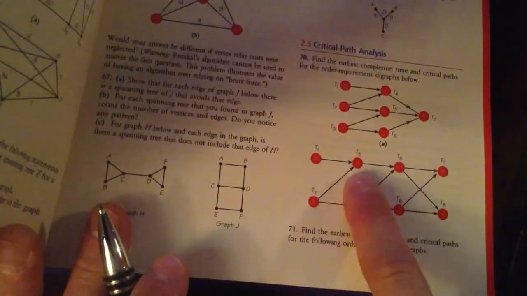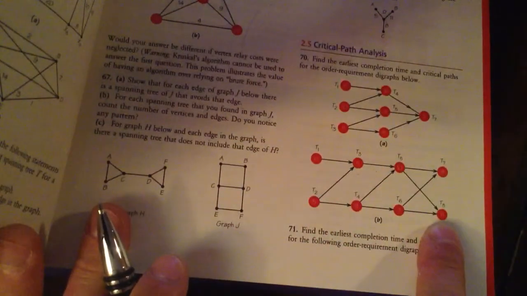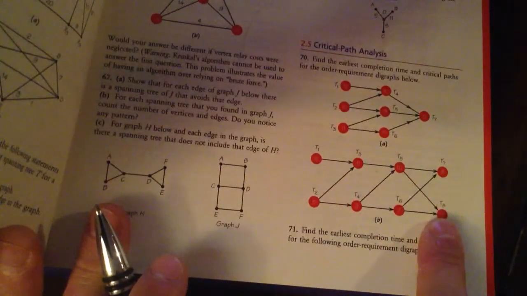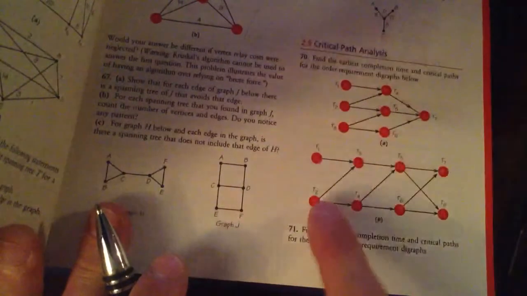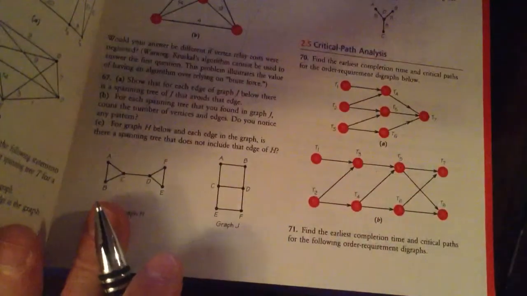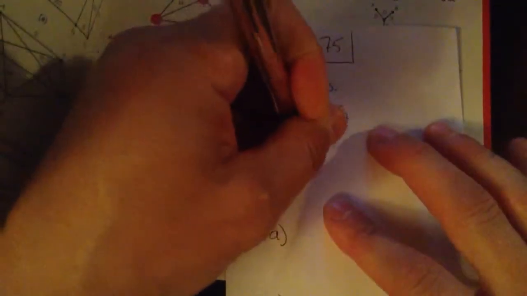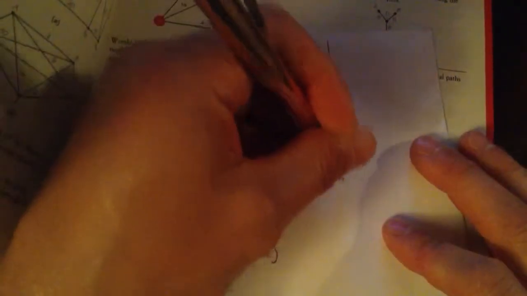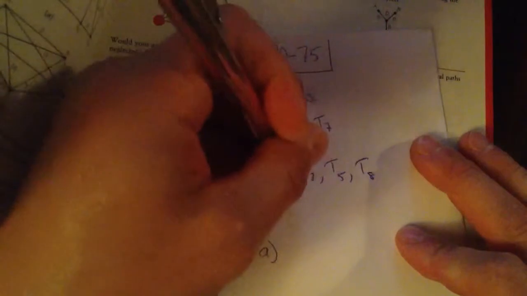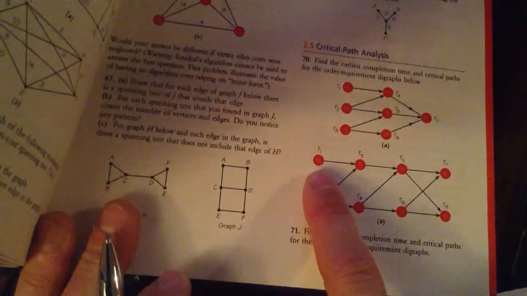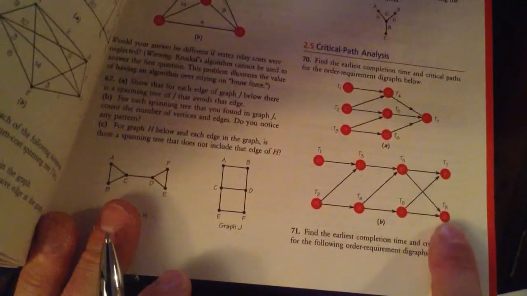This critical path, T1, T3, T5, T8, is going to be the longest because it includes the 3 longest times in the entire digraph. So it'll be T1, T3, T5, T8 is the critical path. And then that time would be 6, 17, 27, 38. I'm calling them minutes.